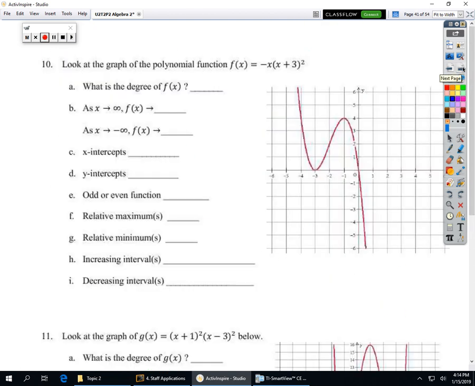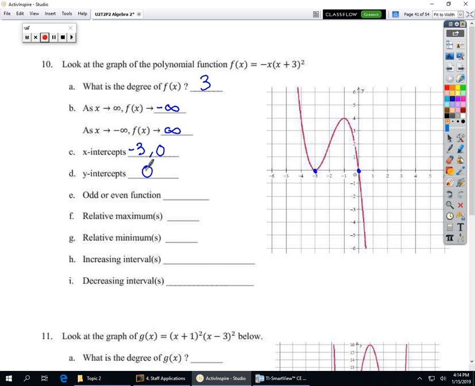All right, next here, this is more on polynomials. So we're looking at the polynomial function and answering all of these questions. What is the degree? The degree is 1, 2, 3, 3. And behavior, if I'm going to the right, what happens? The right side goes down, negative infinity. The left side goes up, positive infinity. X-intercepts, they cross the x-axis here and here. -3 and 0. Y-intercepts, it crosses the y-axis at 0.